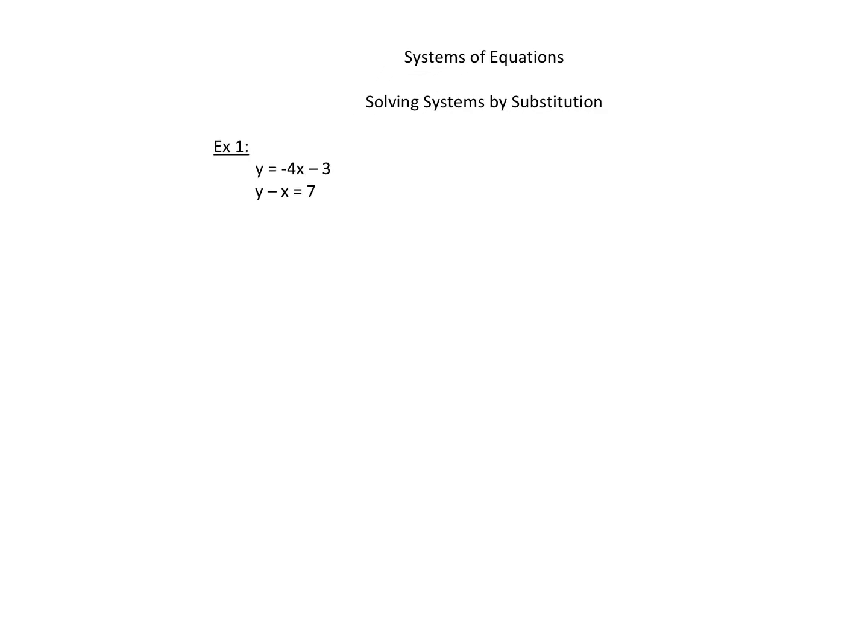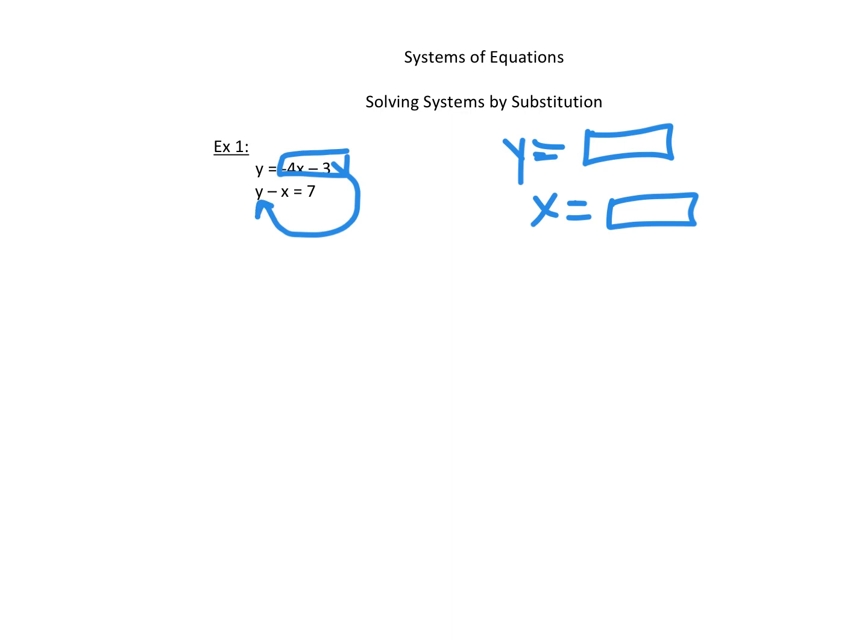When you're using substitution, you want to first look for a variable that's isolated, that's by itself. So either y equals something, I'm going to put a box to represent that something, or x equals something. It could be either variable isolated. So I notice in the first equation I have y equals negative 4x minus 3, so I can box that out, and I can then substitute that expression in the place of y in the second equation. So I'm going to now write negative 4x minus 3 instead of the y, and then minus x equals 7.